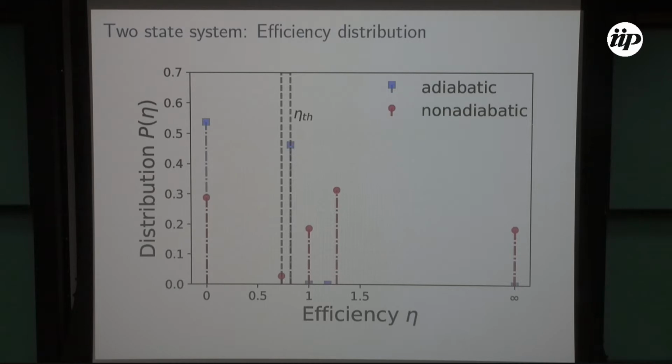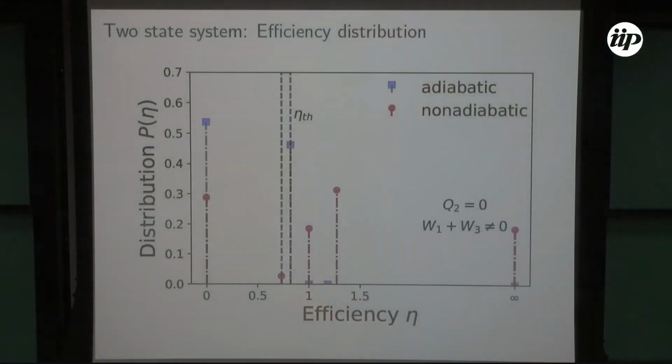What is interesting here is that 3 of those 5 peaks are larger than the typical thermal efficiency, which is the one you get when you just divide the average work by the average heat. The most interesting one is the one at infinity, which corresponds to the situation when no heat is exchanged, but still a finite amount of work is performed. And this is a very clear feature of the discreteness of our system.